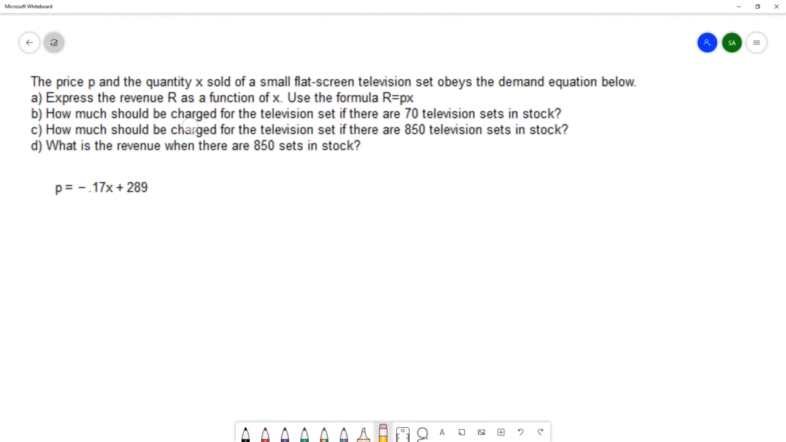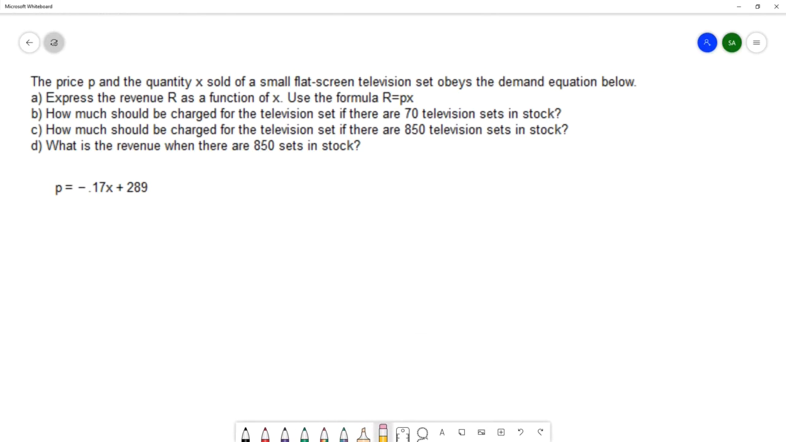How much should be charged for the television set if there are 70 television sets in stock? How much should be charged for the television set if there are 850 television sets in stock? And what is the revenue when there are 850 sets in stock?